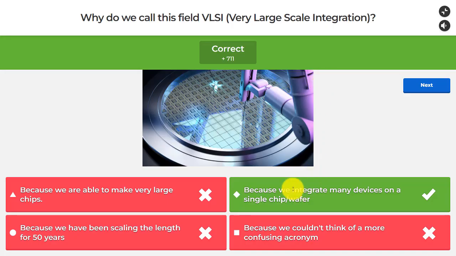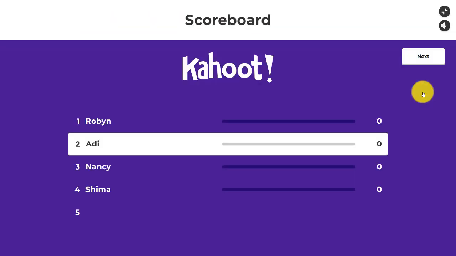Okay, so basically a VLSI process is the ability to integrate many devices on a single chip or a wafer. So that's the answer to that one.